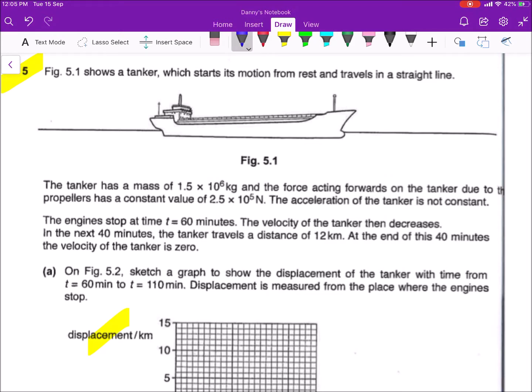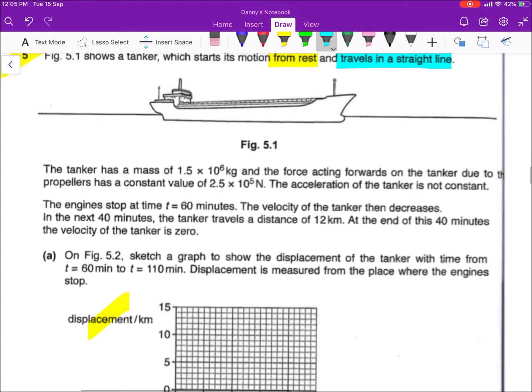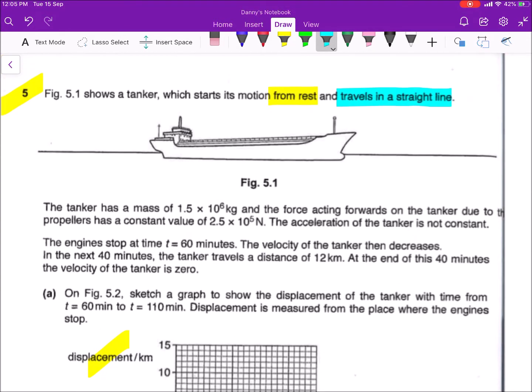Here we have a tanker, and they tell you that it moves from rest and that it is traveling in a straight line. So it limits the dimension of our motion to just forward, backward. Okay, so it makes it easier. The mass is given, and my habit is that once the mass is given, it is easier for me to extract data if I write down the numbers in the diagram. So I write over here.